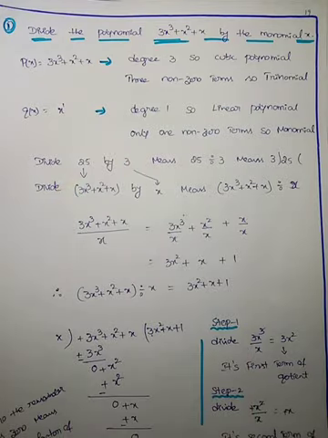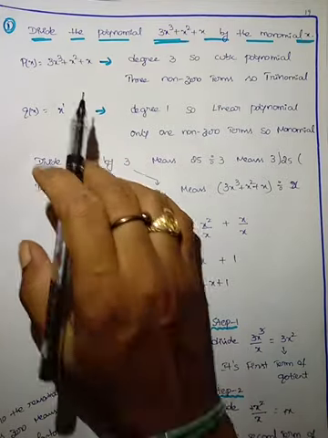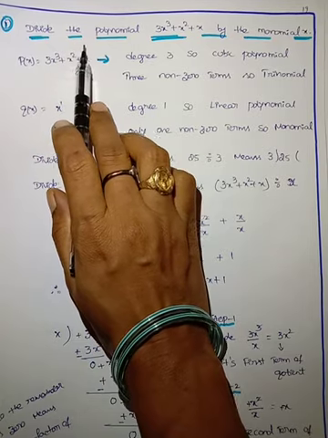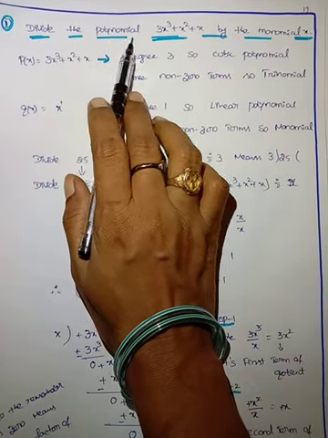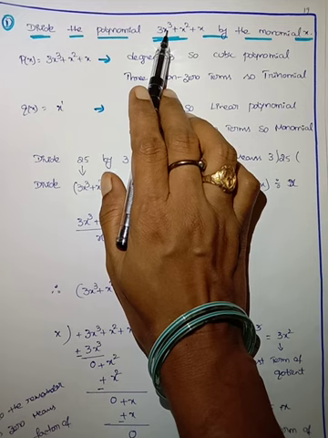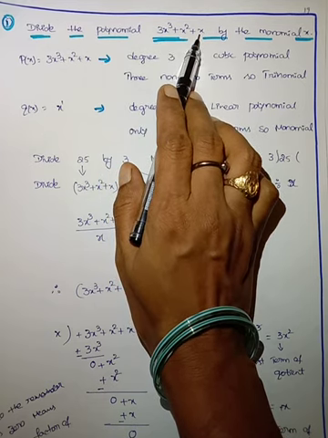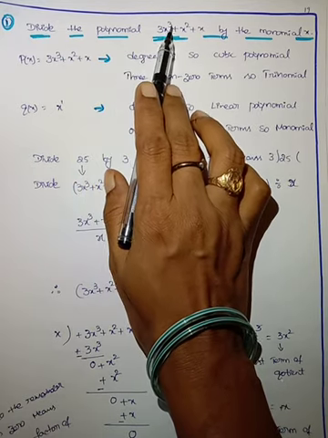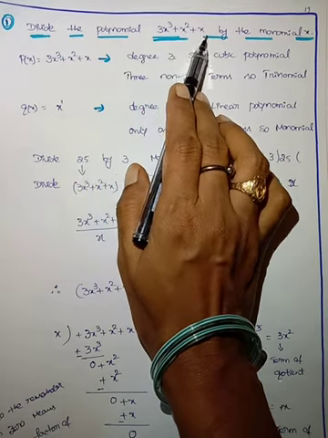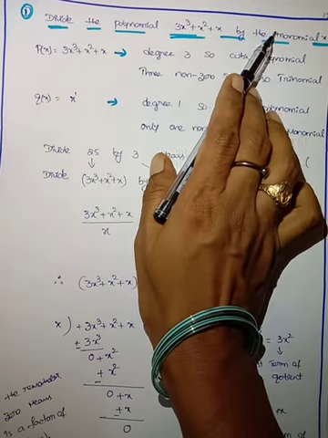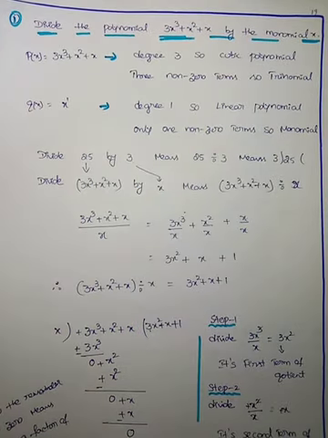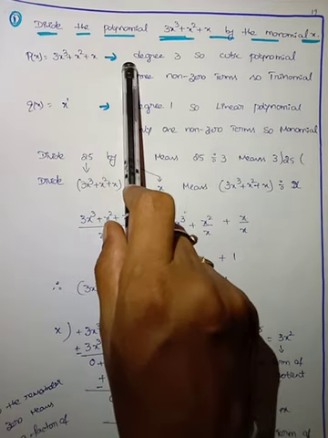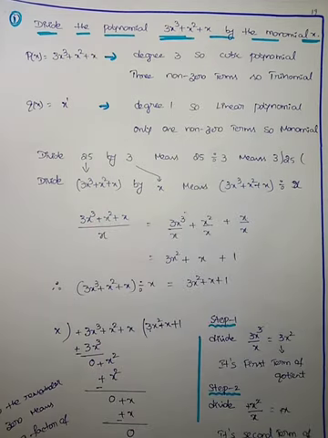Now our concept, dividing polynomials. Here we take some polynomials. Divide the polynomial 3x cube plus x square plus x by the monomial x. Here he is giving two polynomials.